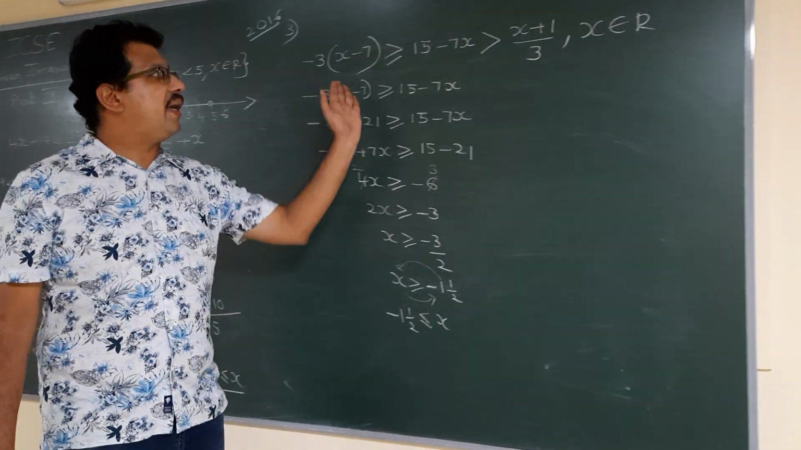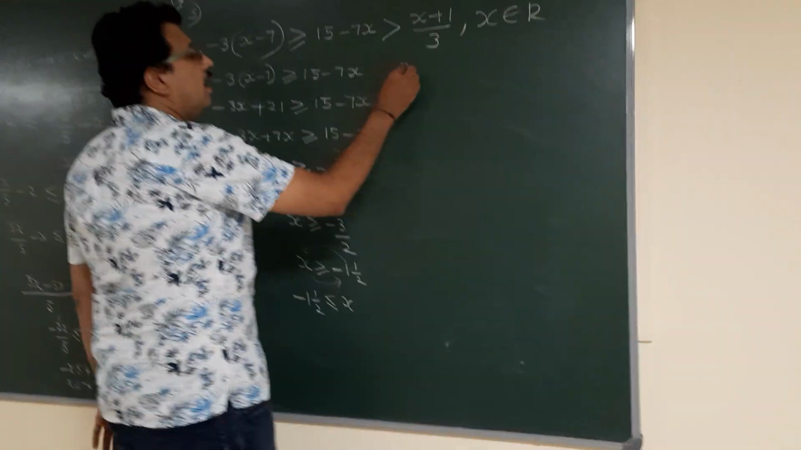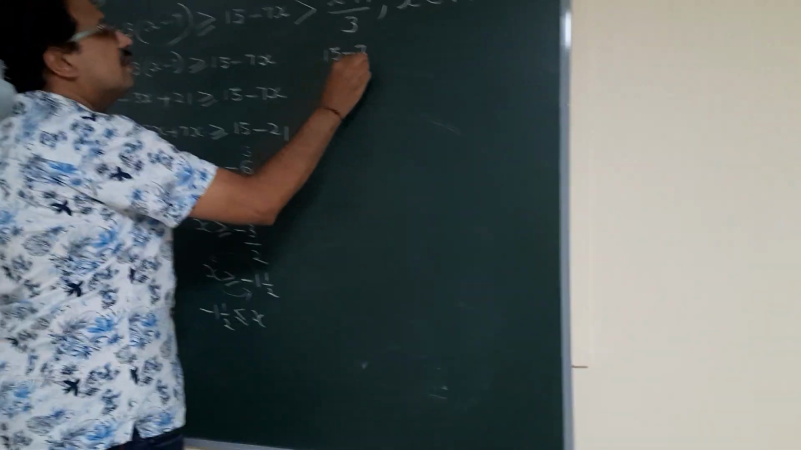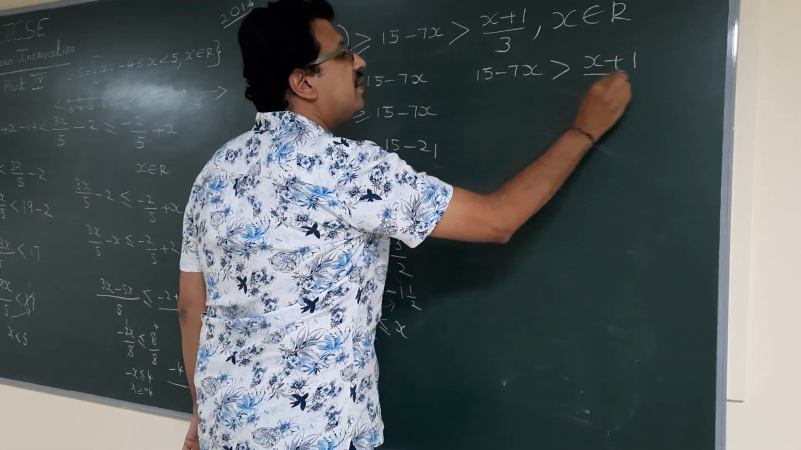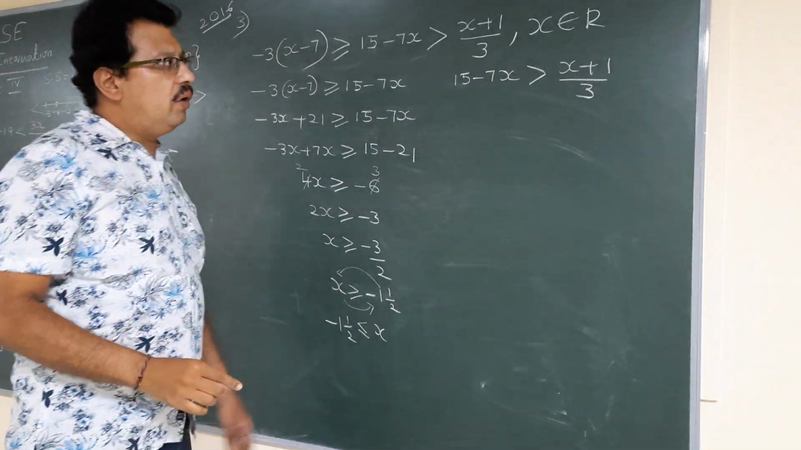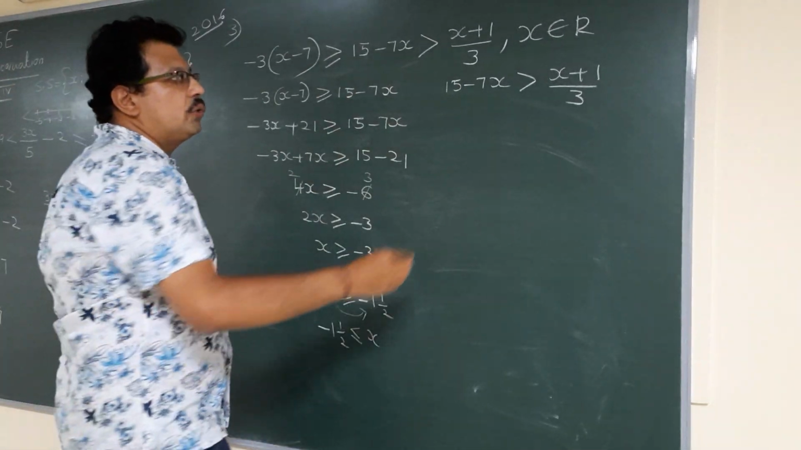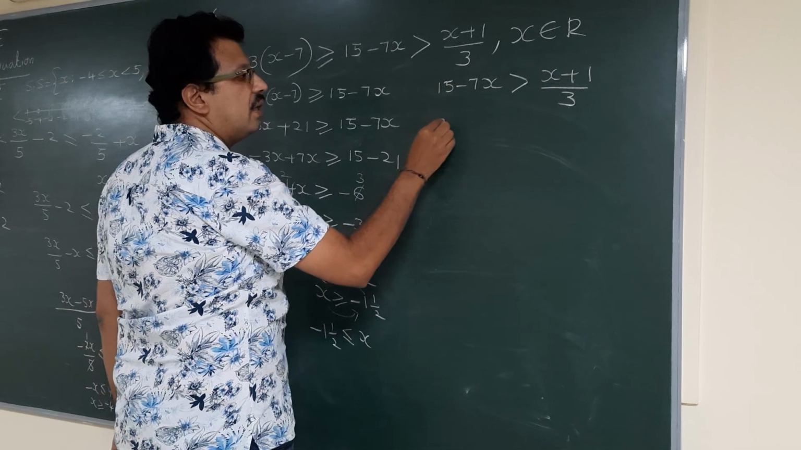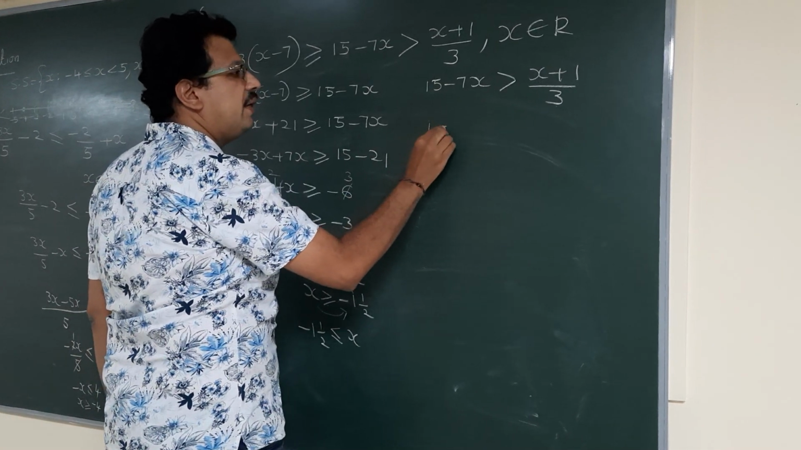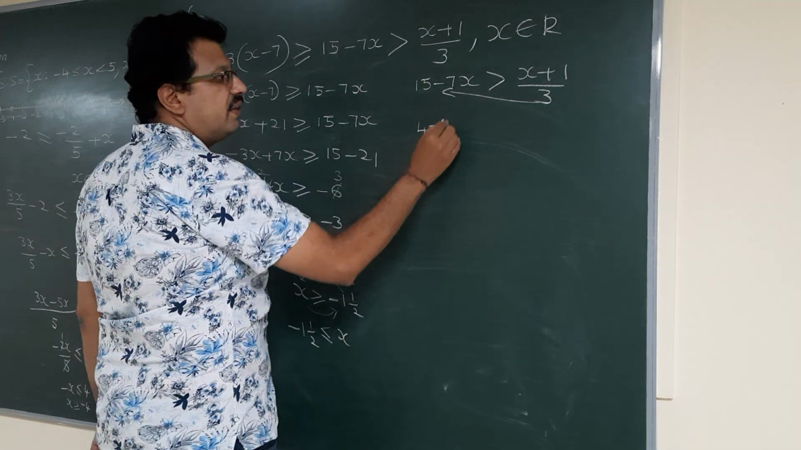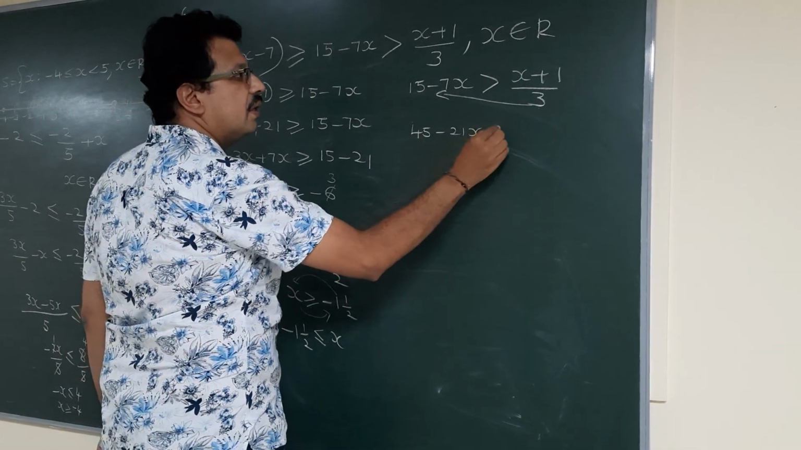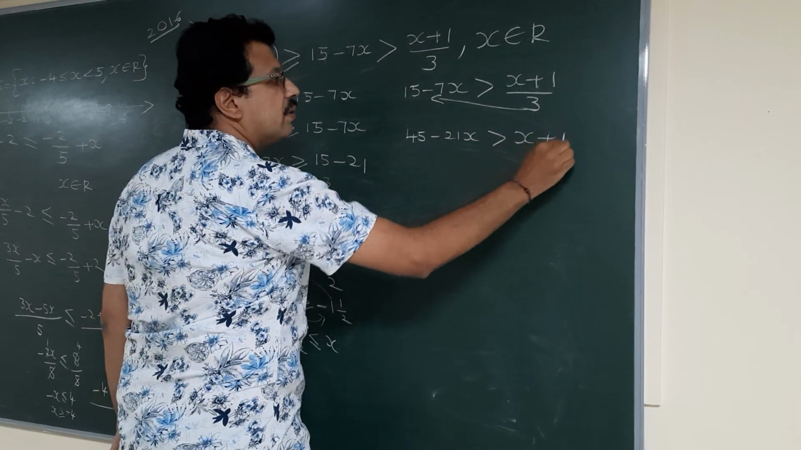So next is the second part of the equation: 15 minus 7x is greater than x plus 1 by 3. Here also we should do the cross multiplication. So it has to be 3 15s are 45, 3 7s are 21x greater than x plus 1.